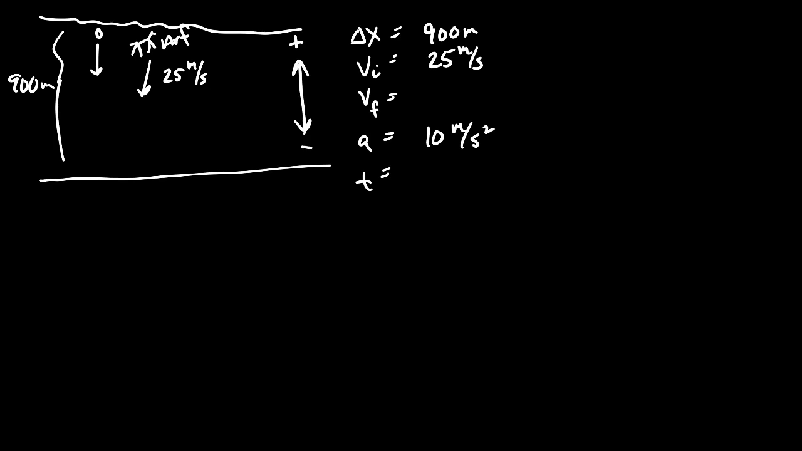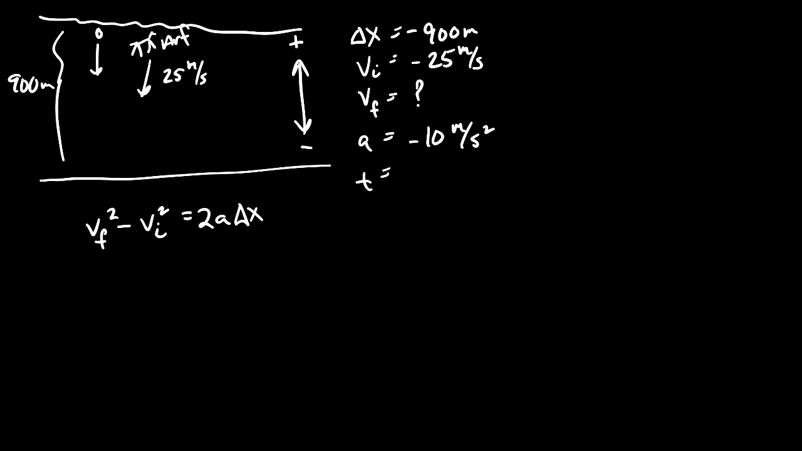Now, we have decided to make upwards positive. All three of these measurements are actually negative, right? Downwards. And we want to find out how fast the dog is going when he hits the ground. So I'm looking for a relationship that has everything but time in it. That will be VF squared minus VI squared equals 2A delta X.